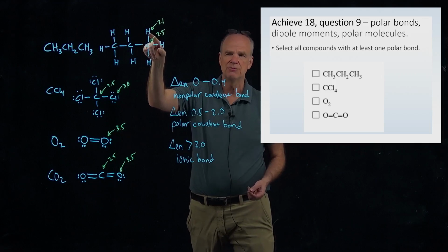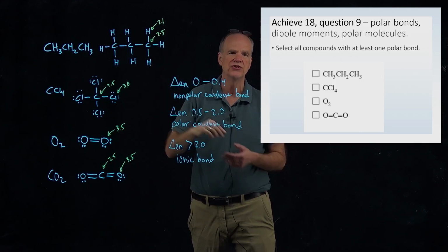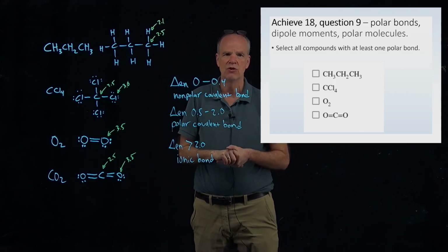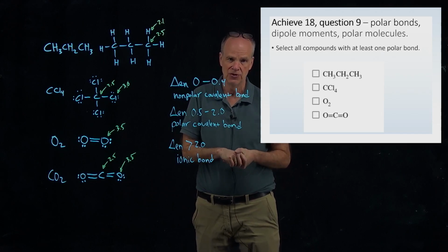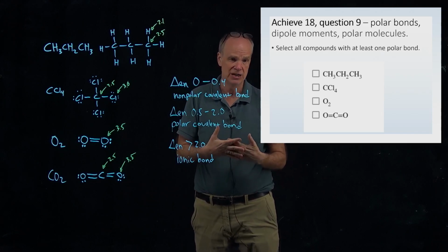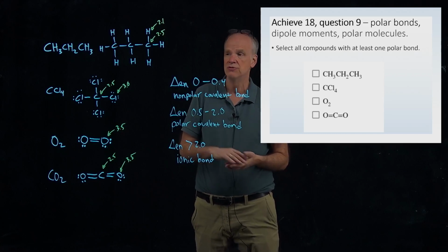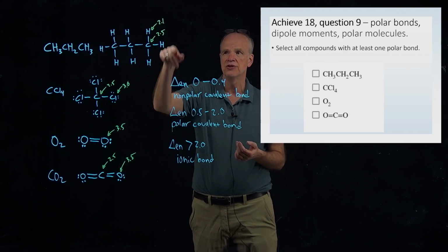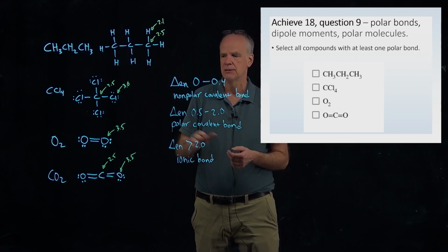The carbon-hydrogen bond, carbon is 2.5, hydrogen is 2.1. It's a difference of electronegativity of 0.4. Most chemists consider that to be a nonpolar bond, although some chemists may not. So I would say Achieve expects you to think that this molecule here of propane has no polar bonds. And I'm going to let you work out the rest.